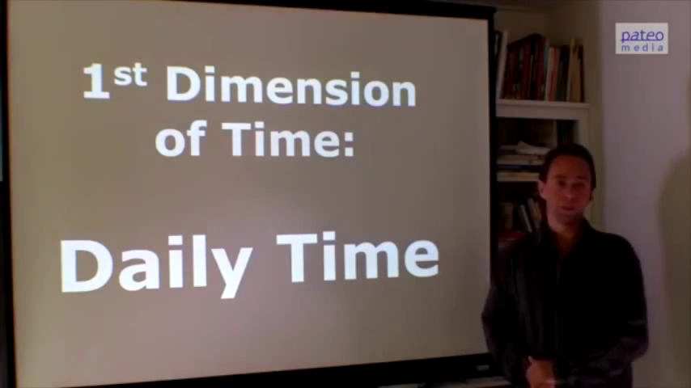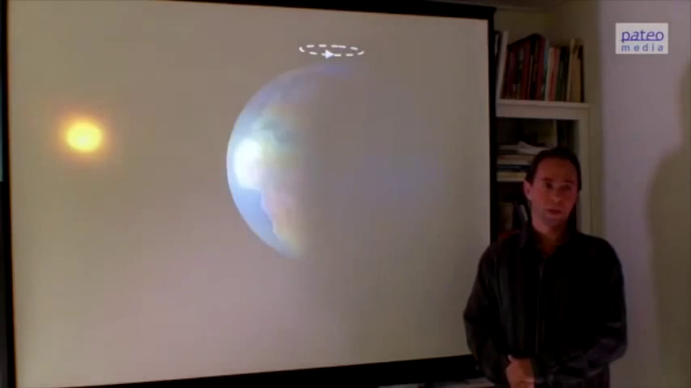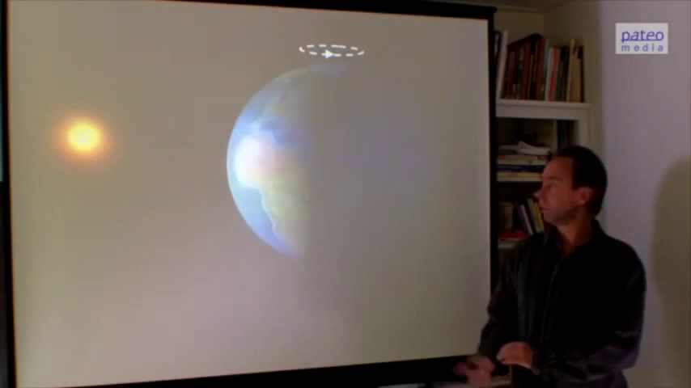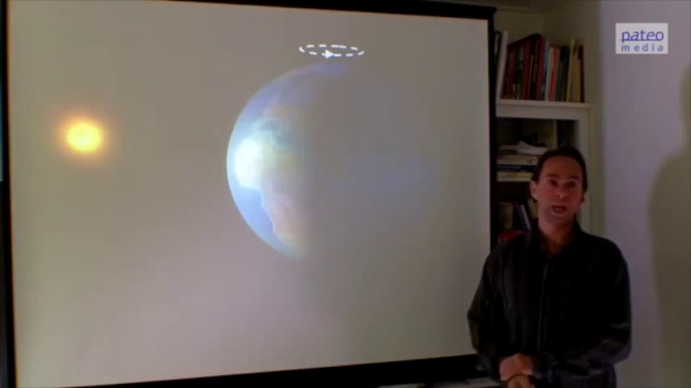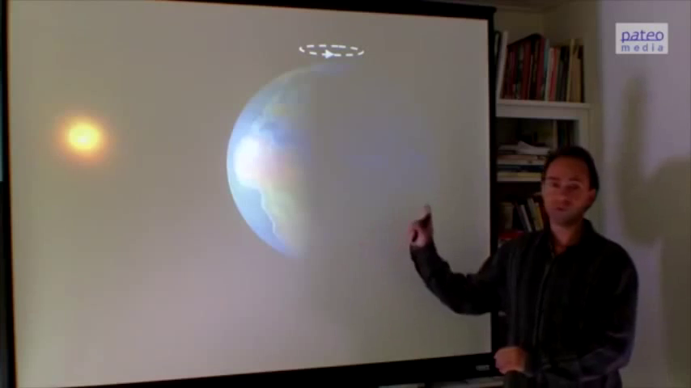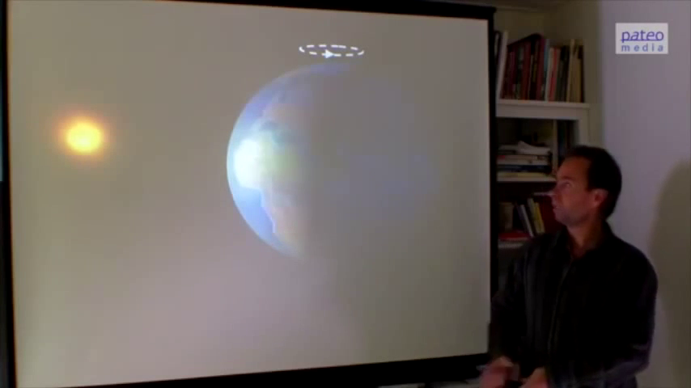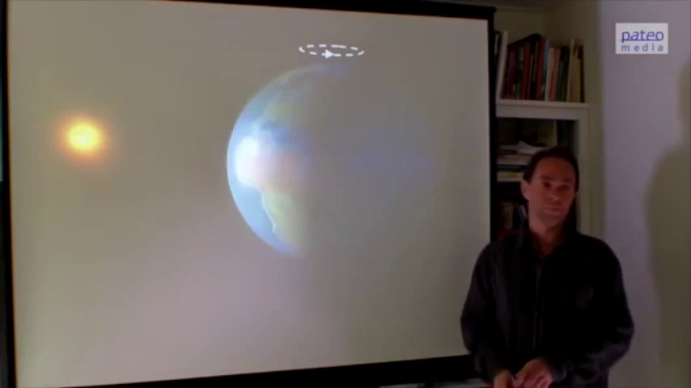The first dimension is daily time. Daily time is caused by the rotation of this planet. I call this planet Terra. Terra rotates around her own axis, and that's why a part is lit and another part is dark.